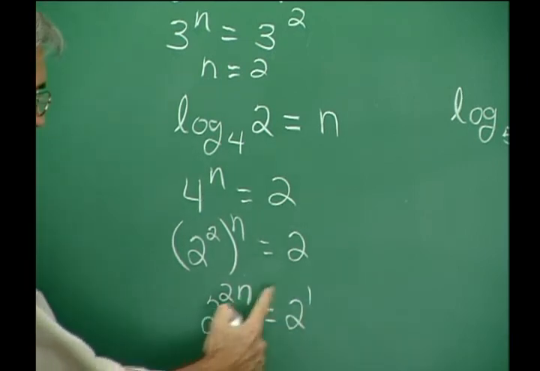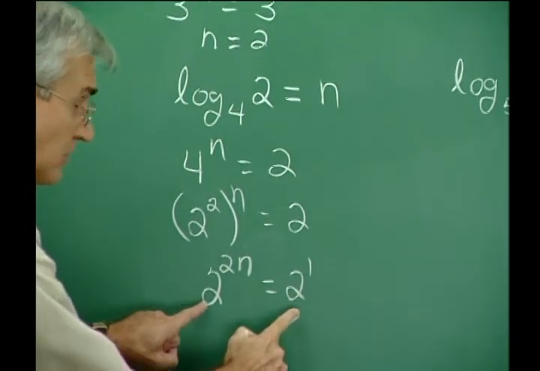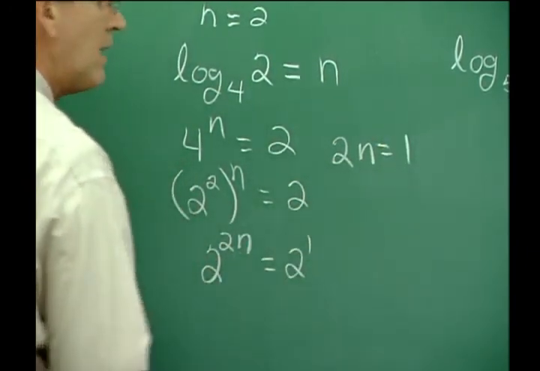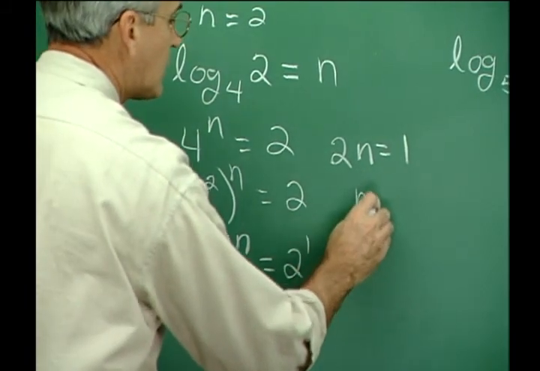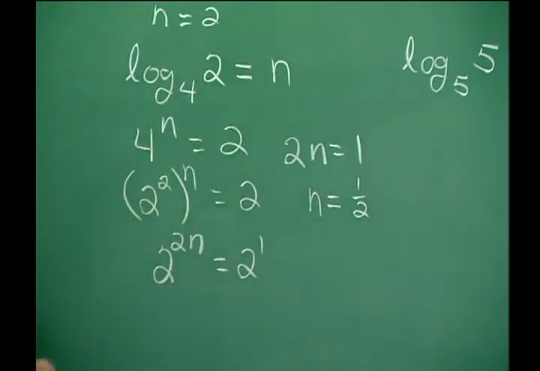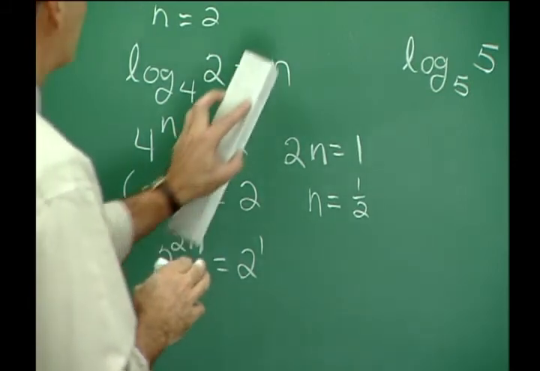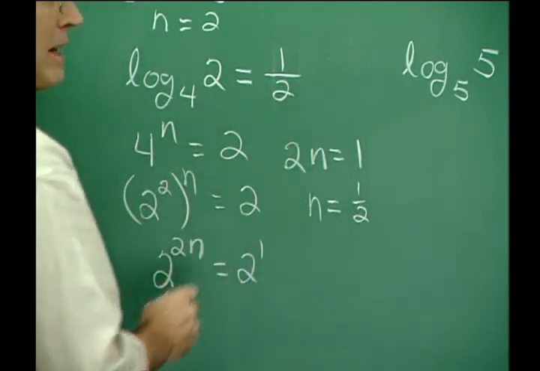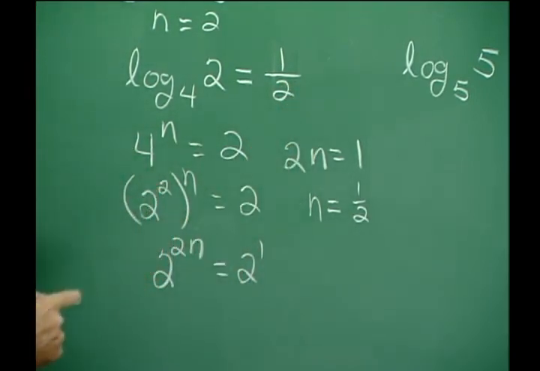And now we can set the exponents equal to one another because those bases are alike. So we can say then that 2n is equal to 1. And dividing on both sides by 2, we find n to be 1/2. So the n here is 0.5 or 1/2. Now you might be thinking, well, gee, let's verify that. You may or may not be thinking about that, but let's verify that.